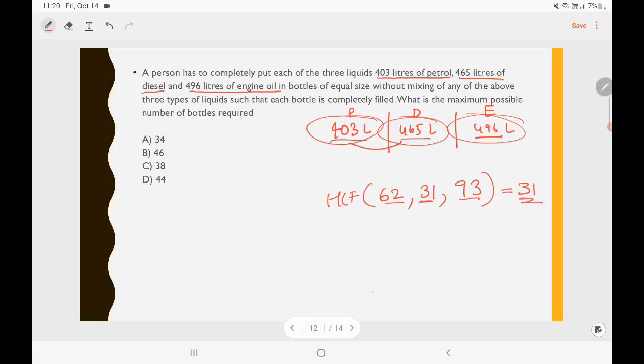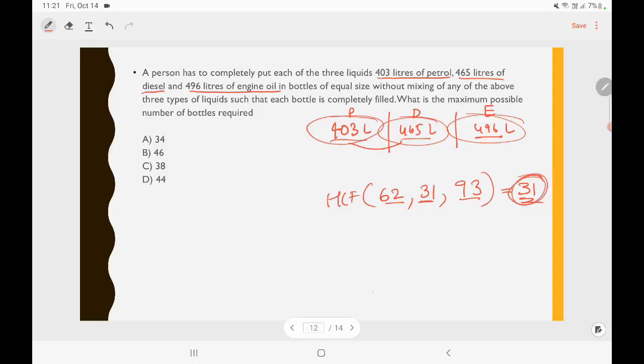See, using the repetitive subtraction method and using our trick, you found out the HCF in just 1 or 2 seconds, right? So that's the importance of the repetitive subtraction method in this question. If you are doing it by prime factorization, it will take a huge amount of time in order to find out the HCF in this case. So this 31 will be the capacity of the bottle.